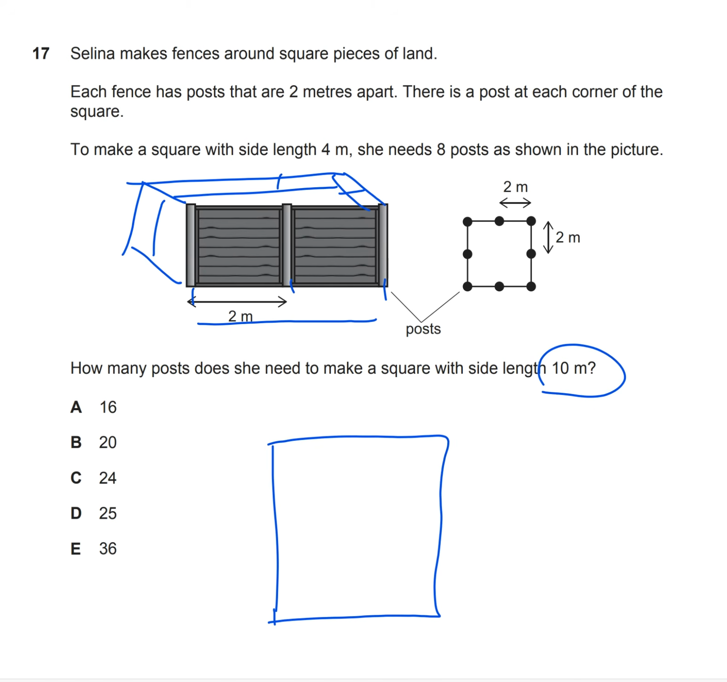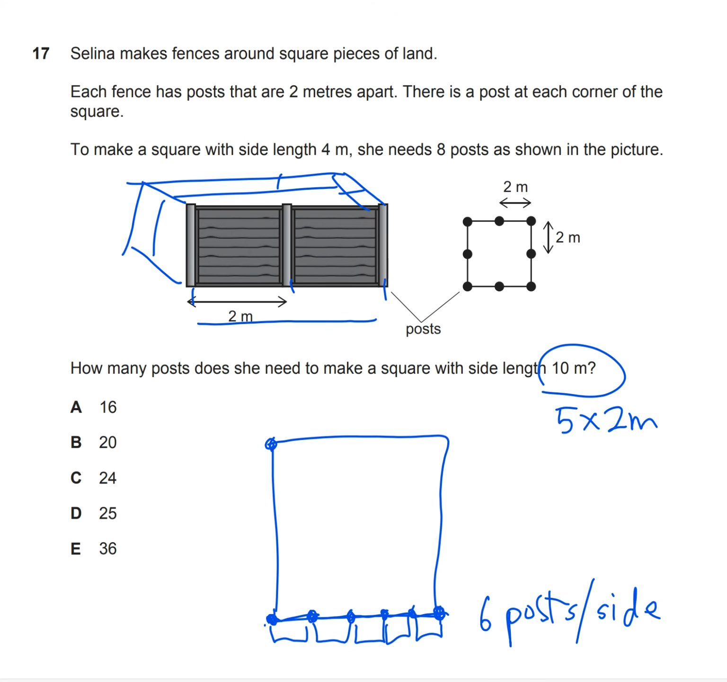10 meters means that it's 5 lots of 2 meter stretches. Okay, so we need a post, 1, that's 1 lot, 2, 3, 4, and 5. You can see now that I've divided it up into 5 portions. But how many posts did we use? 1, 2, 3, 4, 5, 6. 6 posts per side. What you must be careful of though is that we do share the corner posts.